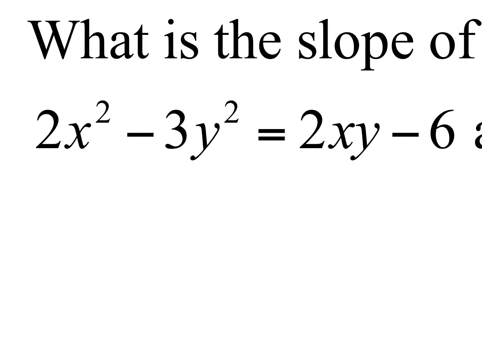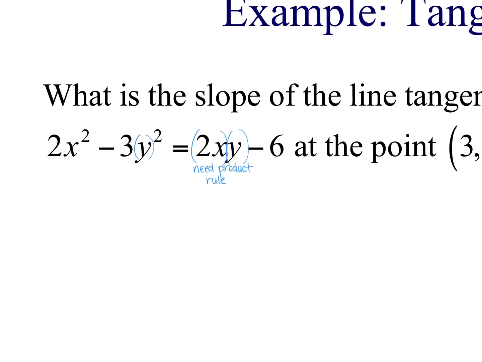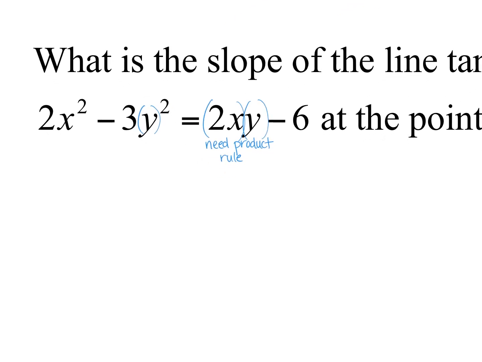The 2x squared is fine. The 3y squared, I would suggest putting implied parentheses. In the 2xy, I would also suggest putting implied parentheses. This is 2x times y. Because this is a multiplication problem, what rule will I need when I get to that part? I'm going to need product rule here. All right, that I think is going to be a really beneficial step. All right, then we're ready to take our derivative.